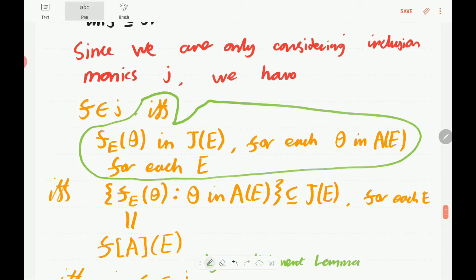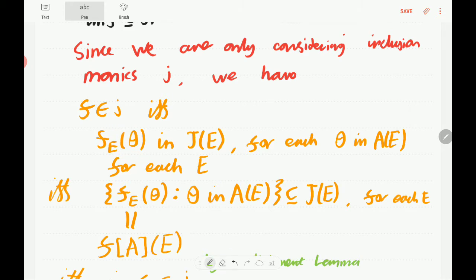So we have this result here, that F is in J if and only if F sends every theta to something in this set, capital J of E. An equivalent way to say this is that the set of F_E of theta, such that theta is in capital A of E, is always contained in capital J of E for each E. And now notice that this set on the left here is just precisely what we've been calling F open square bracket A close square bracket of E. And so basically we have that F is in J if and only if F of open square bracket capital A close square bracket of E is contained in capital J of E for every object E of C.